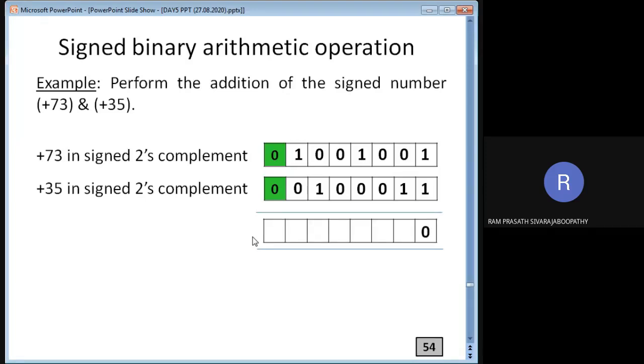Normally we just add. 1 plus 1 is 0, 1 is the carry. Again 1 plus 1 is 0, 1 is the carry. 1 plus 0 is 1. 1 plus 0 is 1. 0 plus 0 is 0. 0 plus 1 is 1. 1 0. So what about the magnitude of this number? As the MSB of the result is, sorry, 0, it's plus. Magnitude is 108. Is it clear for you?